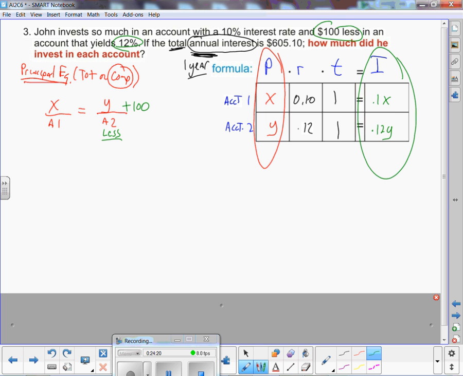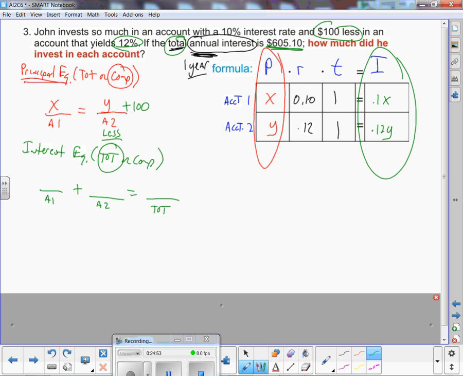All right, we have an interest equation. Interest equation. And it's going to be a total or a comparison. Look back at the original problem. Oh, total interest. 605. Well, that's easy. That's a total. How do you do totals? First plus the second equals the total. So the interest of account 1 plus the interest of account 2 will equal the total interest.